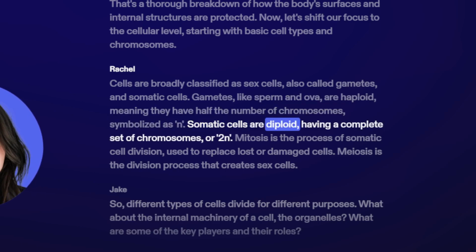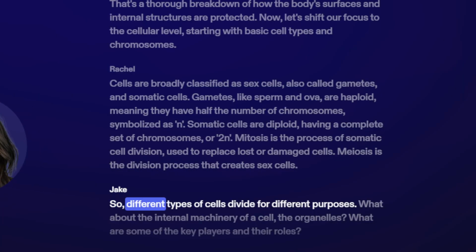Somatic cells are diploid, having a complete set of chromosomes, or 2N. Mitosis is the process of somatic cell division, used to replace old or damaged cells. Meiosis is the division process that creates sex cells. So, different types of cells divide for different purposes.